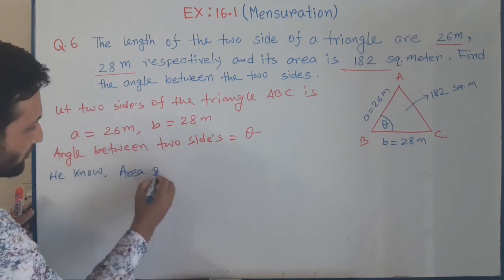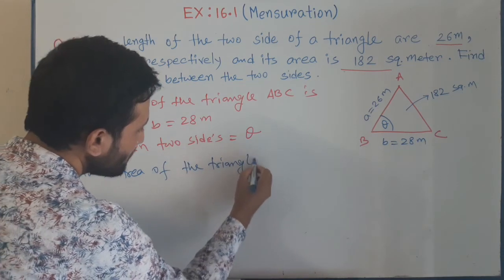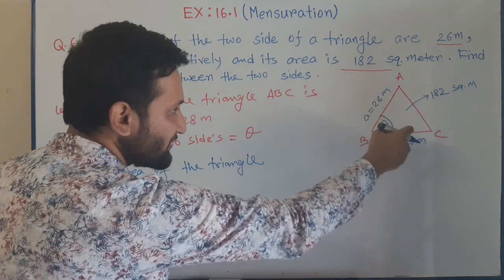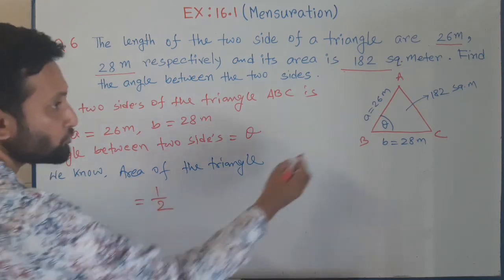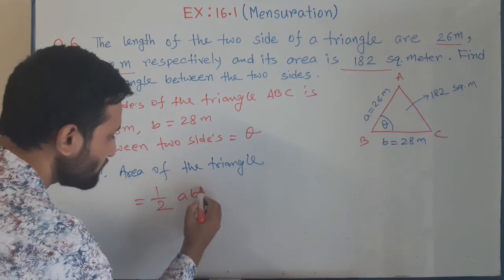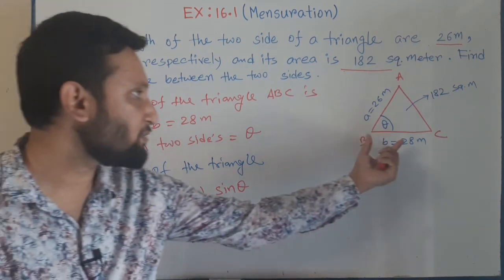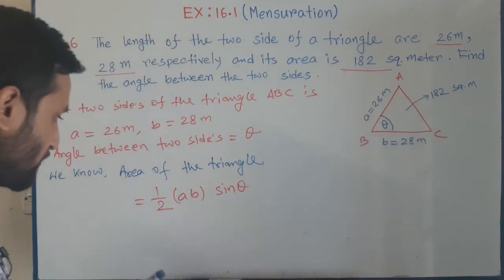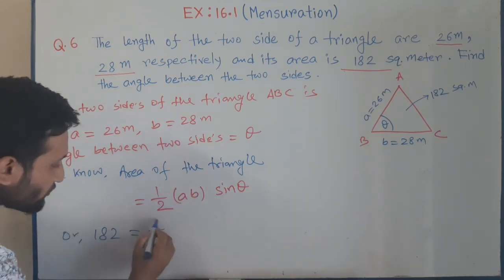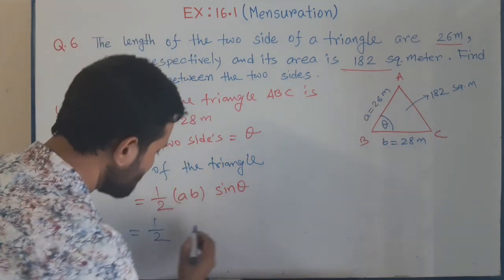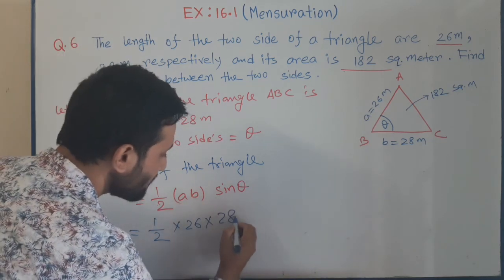We know the area of the triangle, if two sides and the angle between them are given, will be half into a into b into sin theta. The area of the triangle here is 182, so use the value. You can write 182 equal to half of a, one side is 26 meter, into b, which is 28 meter, into sin theta.